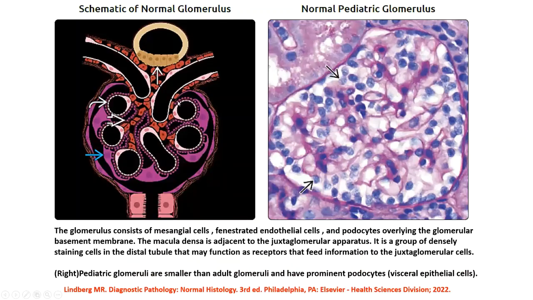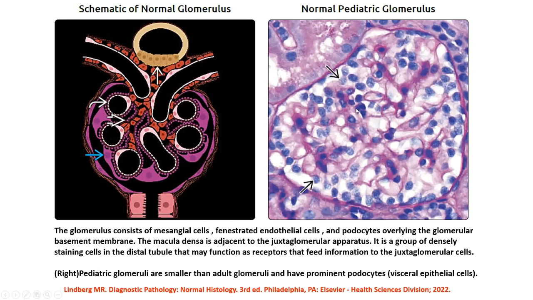This is the schematic of the normal glomerulus, which shows the relation between the glomerular capillary loops and its vascular pole. And exactly opposite to the vascular pole, you have the renal tubular pole, which opens into the proximal convoluted tubule.